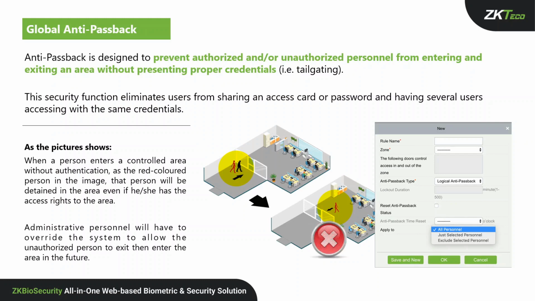And then there's the anti-passback type: logical anti-passback and time and logical anti-passback. Logical anti-passback is the standard one, where you need to enter and then exit with whichever doors you want. But the time anti-passback is based on time. For example, you want anti-passback to work only from 6 to 7 p.m. During that time, it will work as global anti-passback. But after 7:01, it will return to logical.